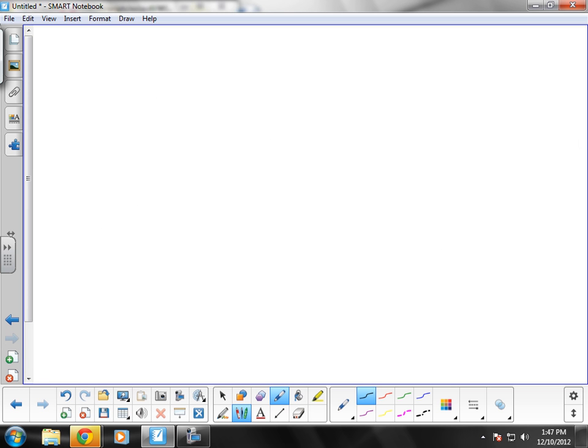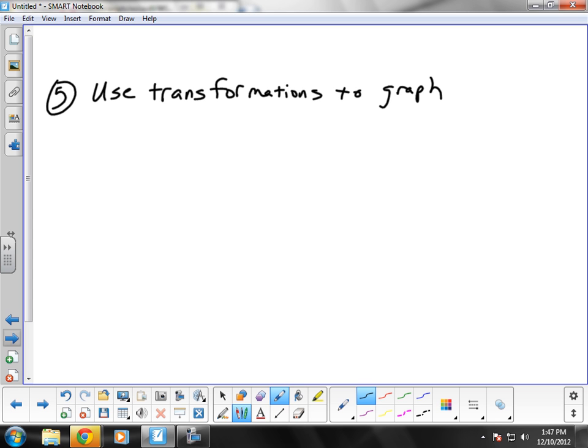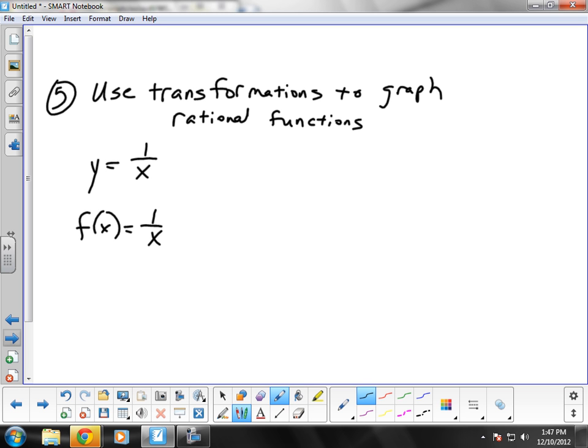Okay, objective 5. We're going to use transformations to graph these rational functions. And I'm just going to remind you of what we spent a lot of time on last year. My parent function is y is equal to 1 over x, right? Or f of x is equal to 1 over x. That's my rational parent function. Do y'all remember that? All right.